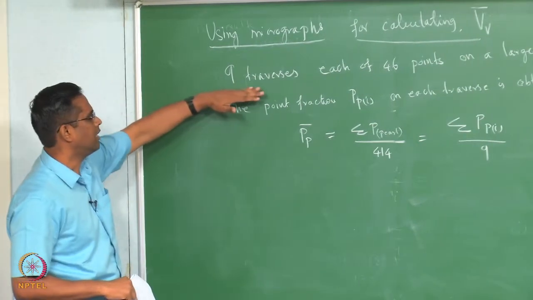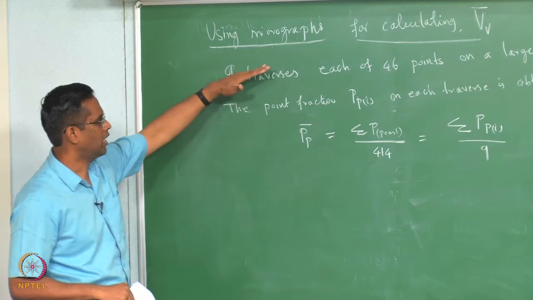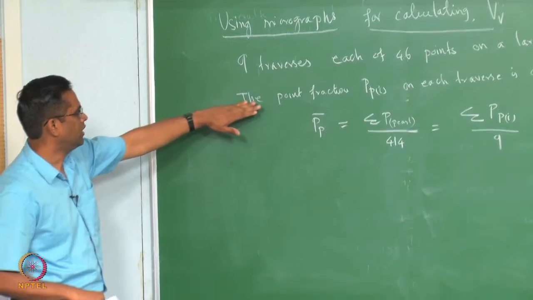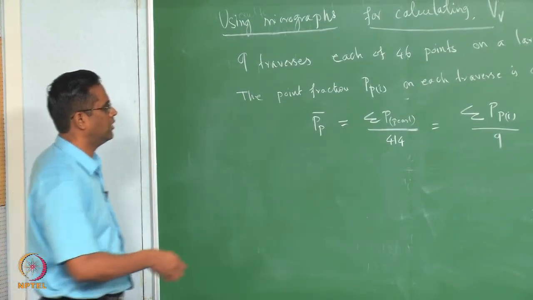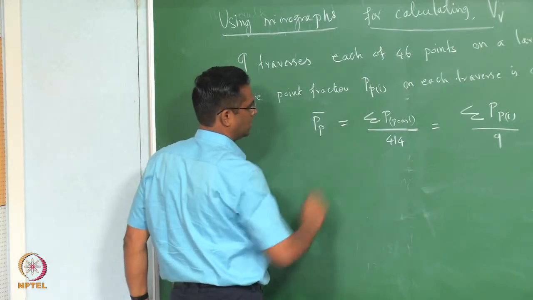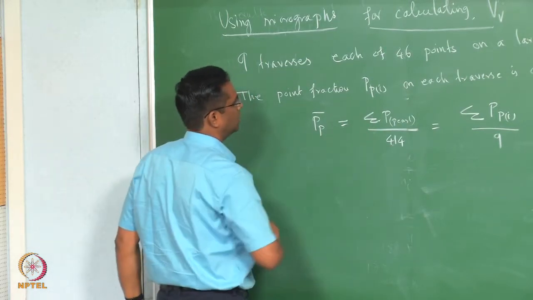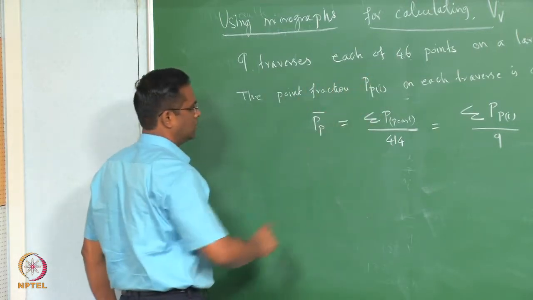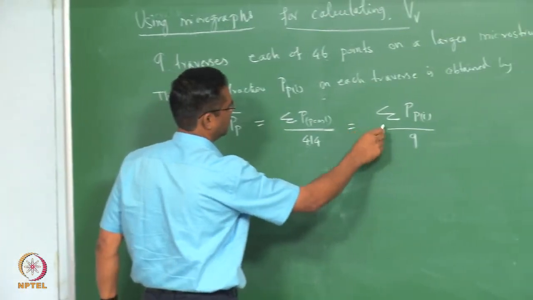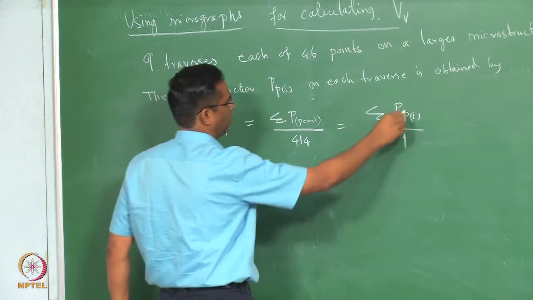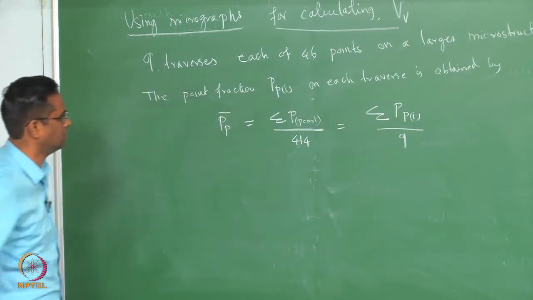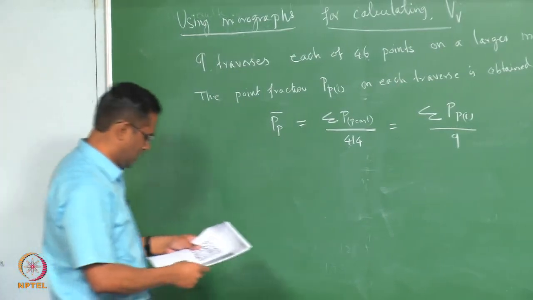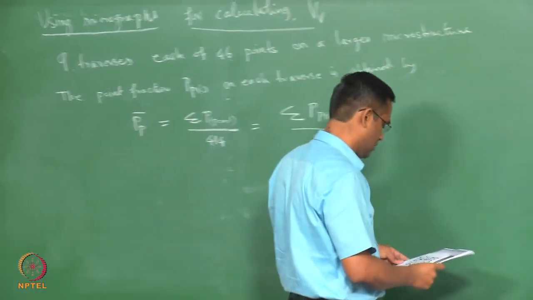As I mentioned, 9 traverse lines were used on a micrograph, each of 46 points on a larger area. We have seen that the point fraction can be calculated either by the number of pearlite points divided by the total, that is 9 times 46 points, that is sigma n, which is also equivalent to the sum of the point fractions divided by the 9 traverse lines. That will give you the PP, like we have seen in the previous example. Now, we will put the tabulation.